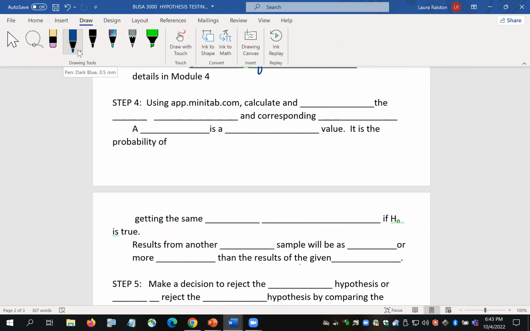You will be using app.minitab.com to do these problems. You will not do any calculations by hand. Okay, so you have to calculate and record, that means write it down, the test statistic and its corresponding p-value. Every test statistic has its own unique p-value.